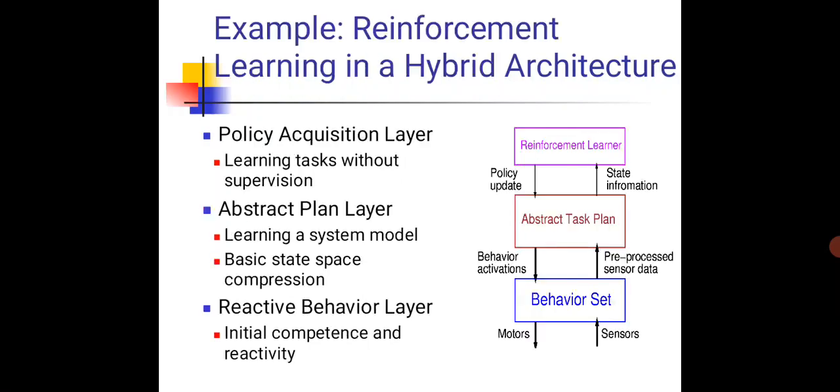And this is an example of reinforcement learning in a hybrid architecture. You have different layers here: a policy acquisition layer, an abstract plan layer, and a reactive behavior layer. In the policy acquisition layer, you will be learning the task without any supervision. In the abstract plan layer, you will be learning a system model, with a basic state space compression. And in the reactive behavior layer, there will be initial competence.